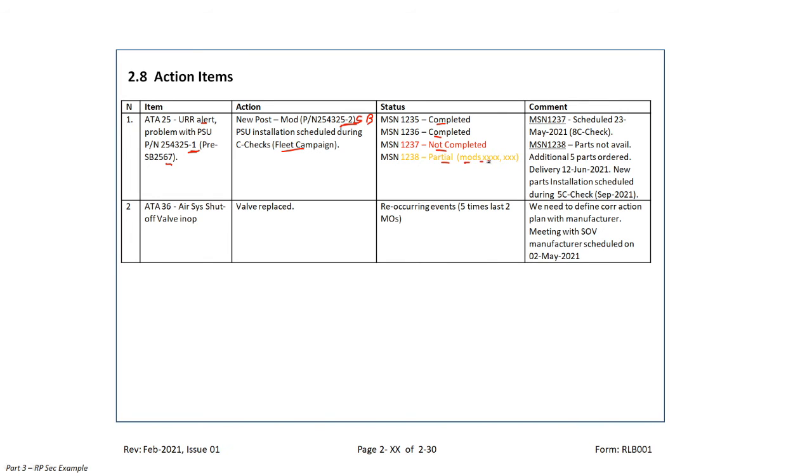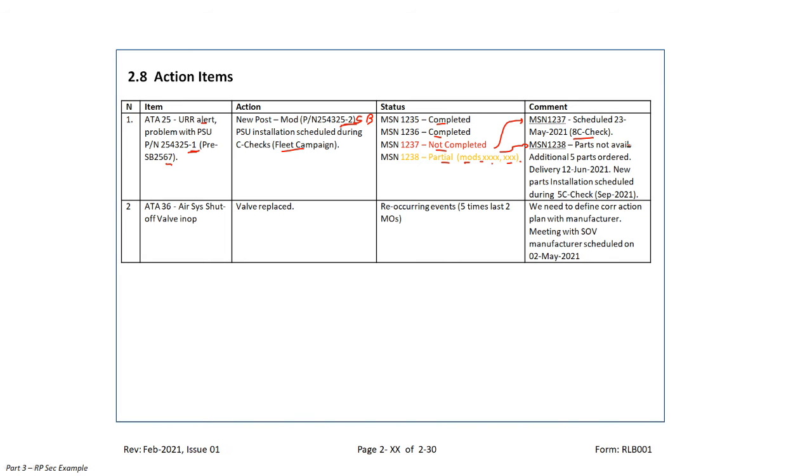Okay, here is some information. I just put this example, okay? Now let's see some comments here. 37, MSN 37, scheduled 23 May 2021 during 8C check. Makes sense, right?